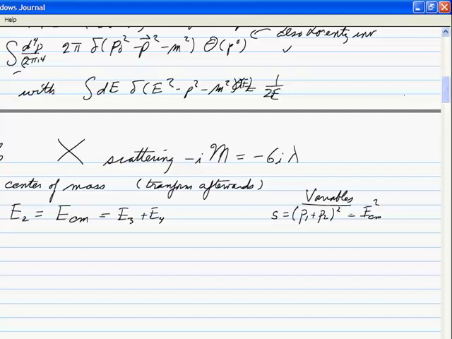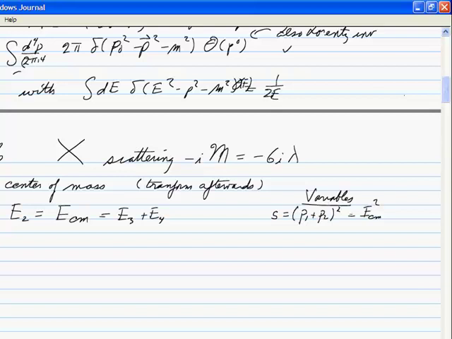Okay, the beauty of using this as a variable is that when I have the center of mass energy in my final answer, I'm going to replace it by s. And now this is a Lorentz invariant, and so then I know this formula in any frame. If I know it in the center of mass, it's E center of mass. If I go to any other frame, it's the same number.